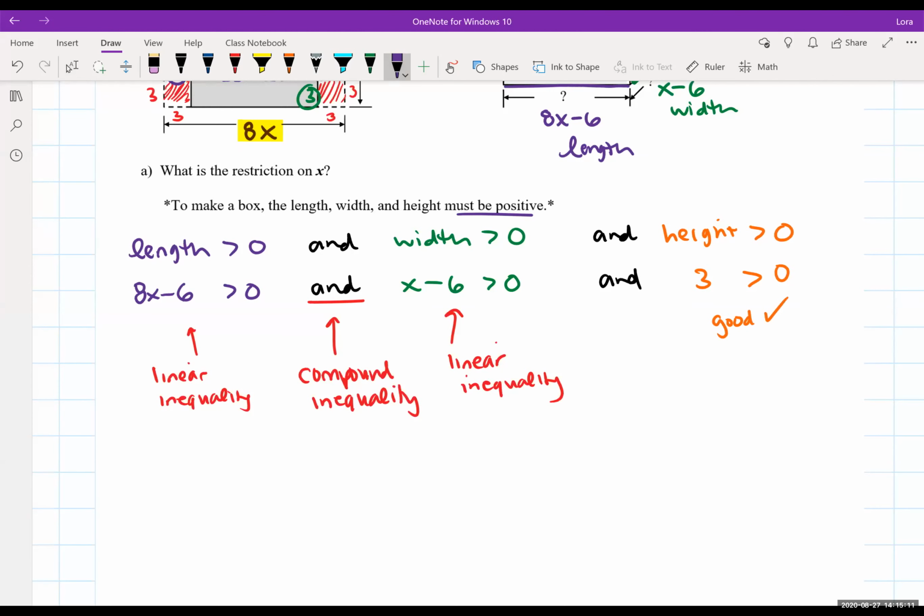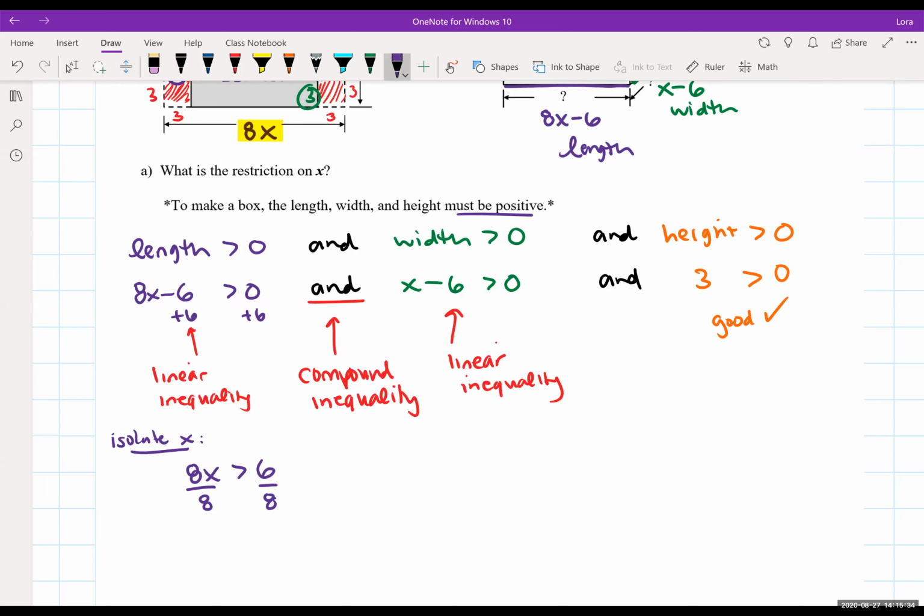So that's the first thing I do. I'll isolate x for these linear inequalities. That's going to leave me with 8x. If I add 6 to both sides, it's going to be 8x is greater than 6. Divide both sides by 8.